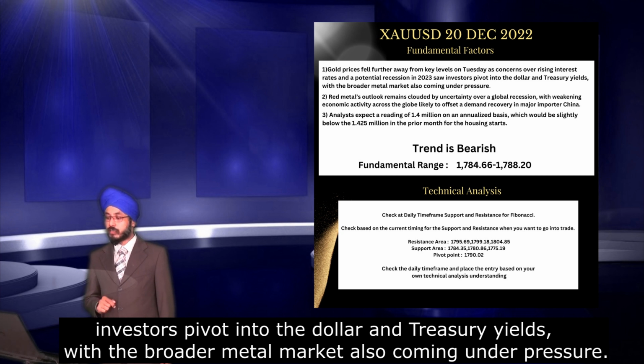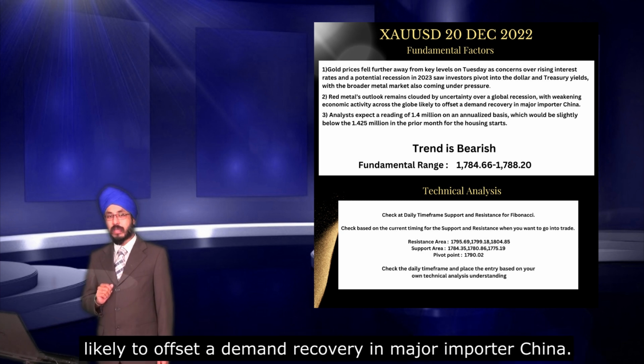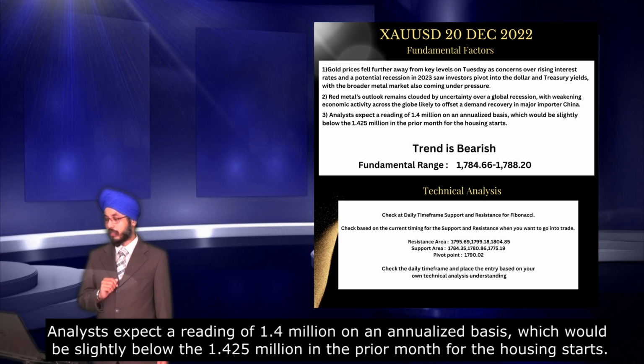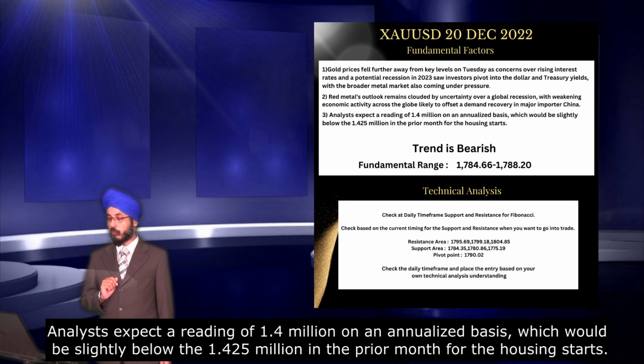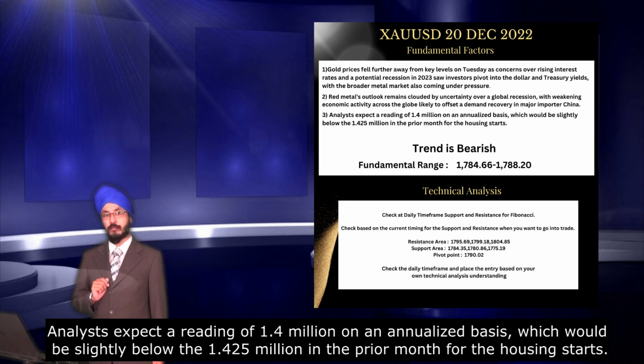Secondly, the red metal, which is copper, is likely to have low demand from China as well. We can see weakening economic activity across the globe and also in China. Thirdly, for housing starts, analysts are expecting a reading of 1.4 million on an annualized basis. However, this would be slightly below the 1.425 million from the previous month.